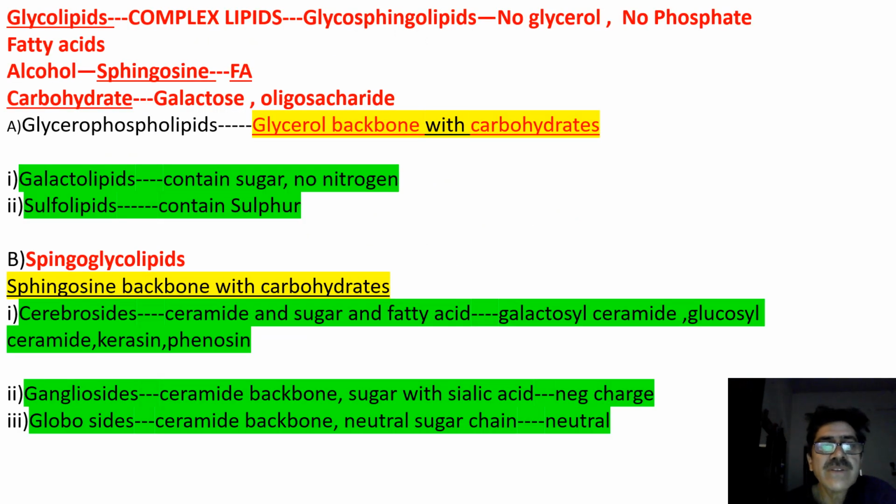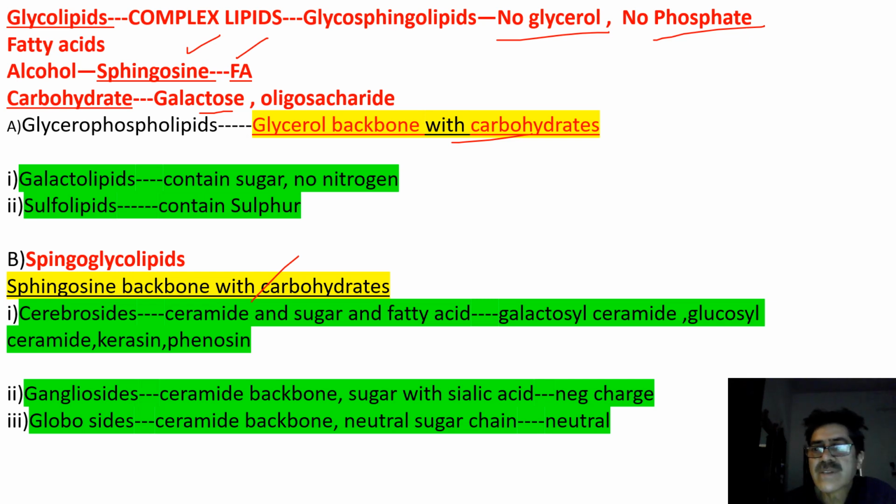Now, glycolipids are complex lipids. There is no glycerol present. There is no phosphate group. The alcohol present is sphingosine. To this alcohol are esterified fatty acids, and they contain a carbohydrate which might be a disaccharide like galactose, or they might contain an oligosaccharide also. So in glycerophospholipids, glycerol is the backbone with carbohydrates. In sphingoglycolipids, sphingosine is the backbone with carbohydrates.